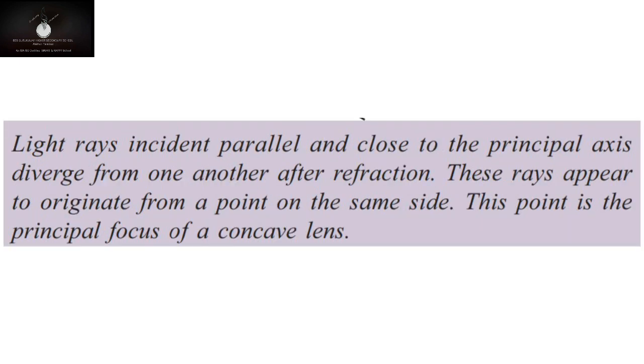Light rays incident parallel and close to the principal axis diverge from one another after refraction. These rays appear to originate from a point on the same side. This point is the principal focus of a concave lens. And the principal focus of a concave lens is virtual. Why is it called virtual? Because it is impossible to produce real convergence of light using a concave lens. Therefore, the principal focus of a concave lens is virtual.